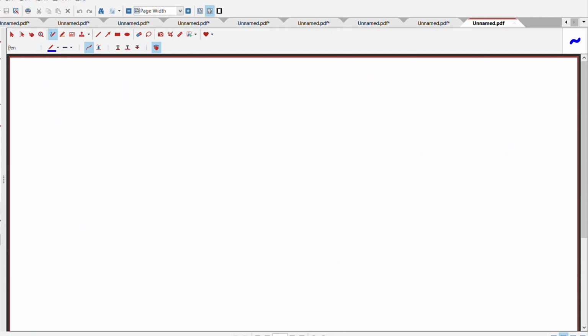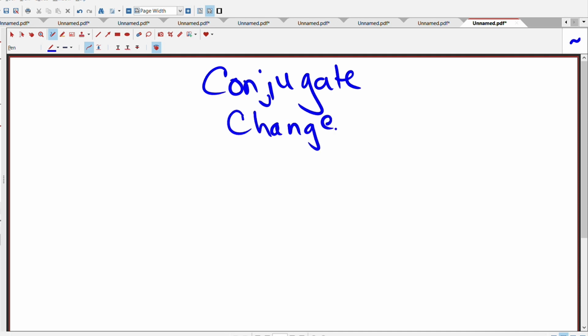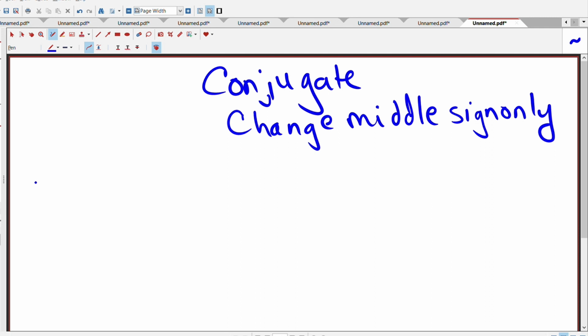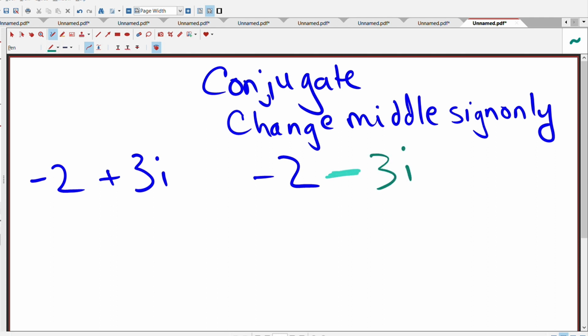Now I'm going to talk about conjugates. Conjugate means change the middle sign only. So if I have negative 2 plus 3i, the conjugate would be: keep the negative 2, and then you have to change the middle sign. So because it's a plus, I'm going to write minus, and then I'm going to put 3i. That's the conjugate.